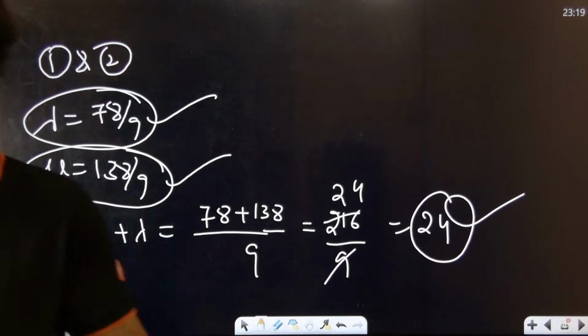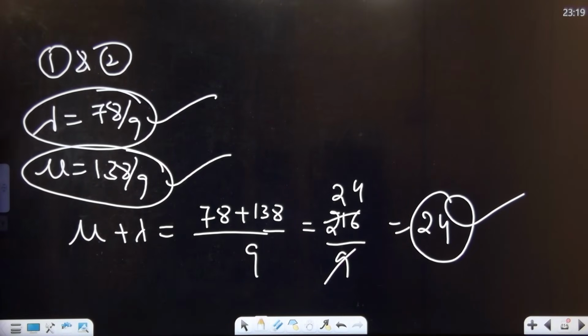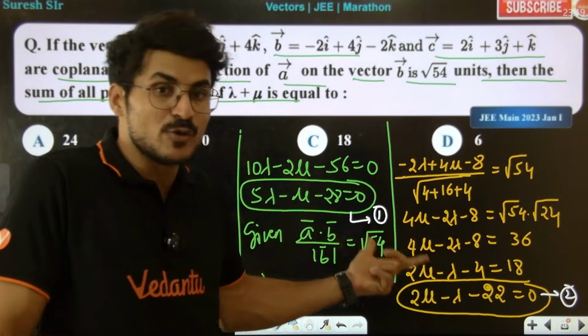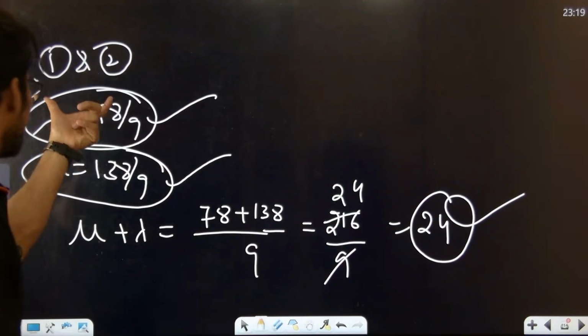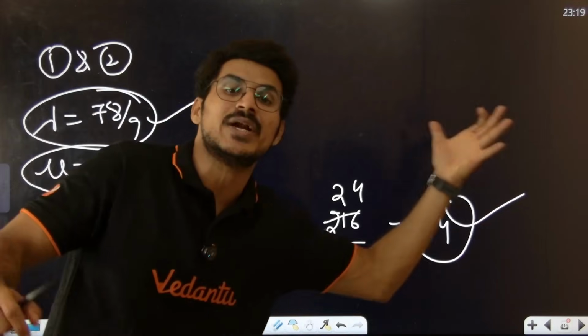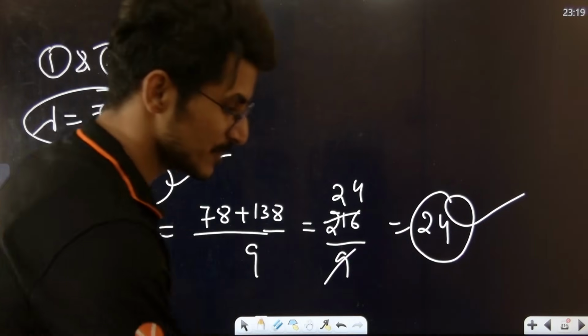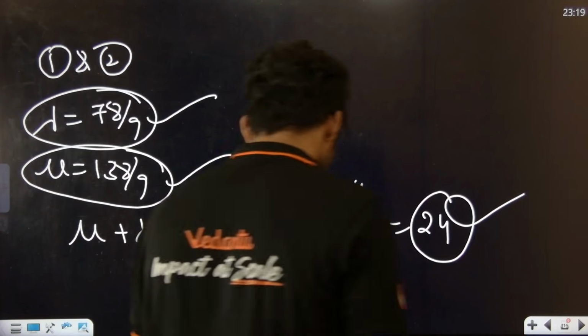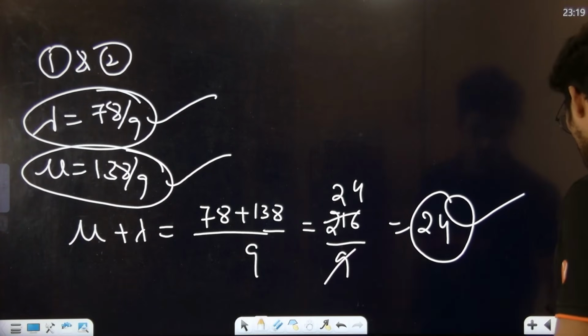Any doubts? How simple it is. Lambda and mu, we already solved it. So I'm just telling you the lambda and mu values directly. Make sure that you are getting these two values. If I add these two values, 24 should be the right answer. Any doubts? Yes, sir. Next question.